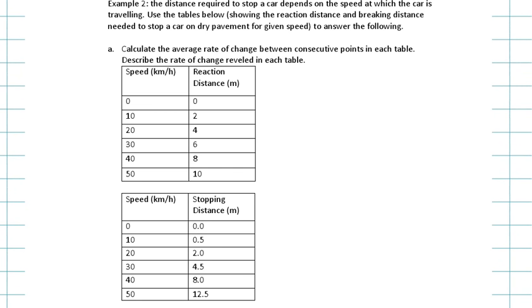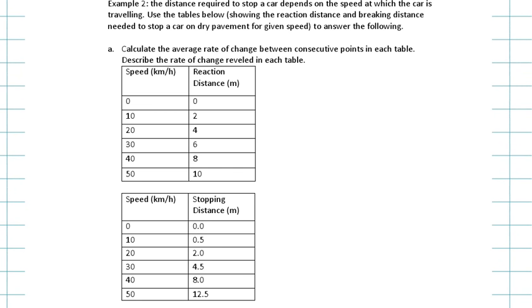So what do you see here? You see the speed of the car versus the reaction distance. So if you're moving at 10 kilometers per hour, you need 2 meters to stop. Okay? If you're moving at 20 kilometers per hour, you need 4 meters to stop. So this is basically what this relationship is.